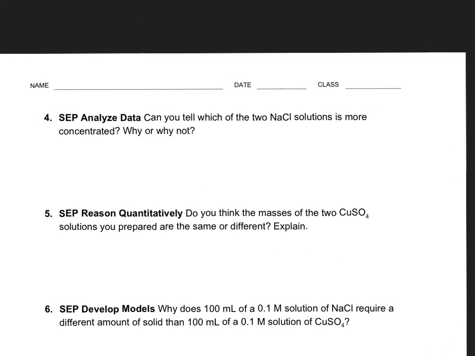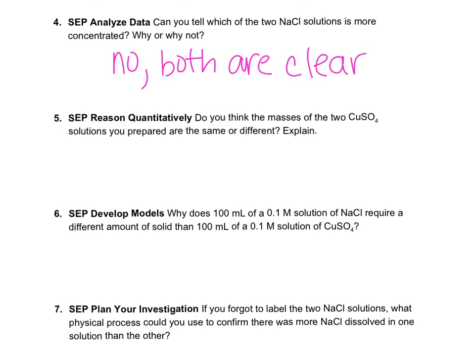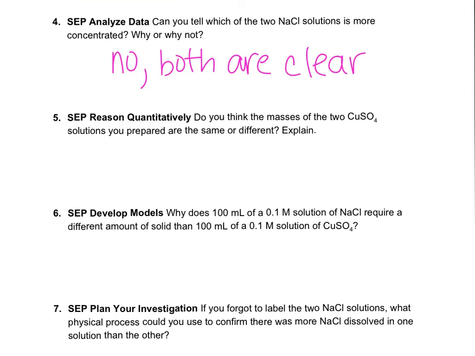All right, number 4 asks: can you tell which of the two NaCl solutions is more concentrated? Can we look at this macroscopically, at that macroscopic level, at those two beakers and tell which one is actually more concentrated? No, both are clear. You would probably have to run another test to figure out which one was more concentrated. So there's no way macroscopically to determine that.